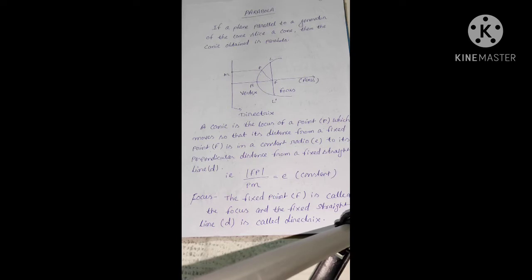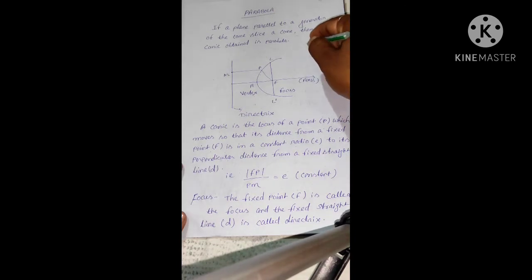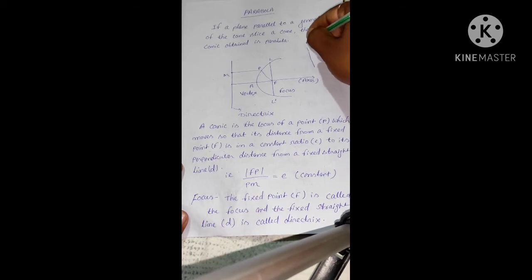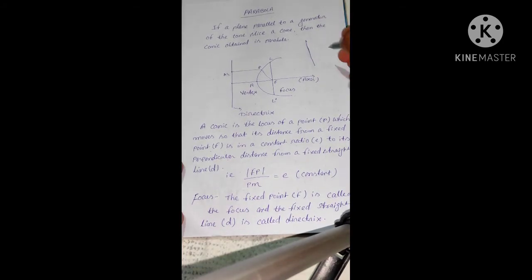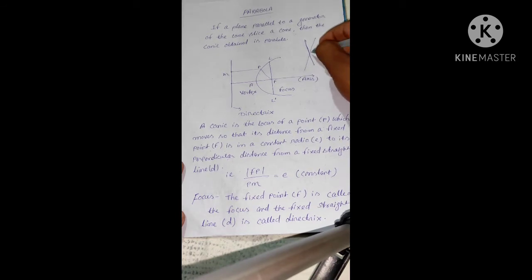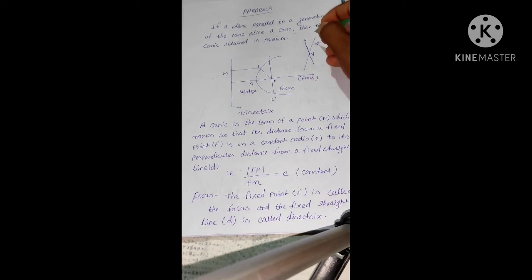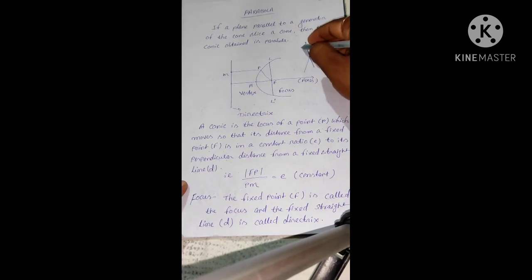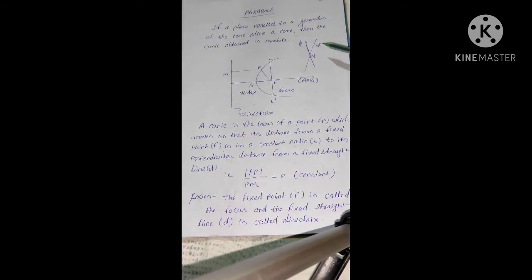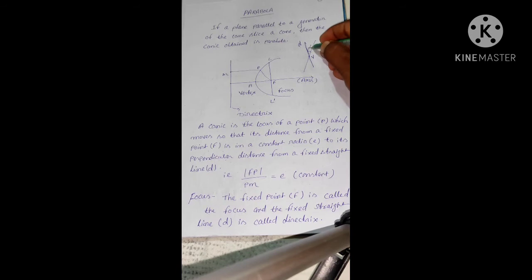You can see the definition, all of you: if a plane parallel to the generator of the cone slices a cone, then the conic obtained is a parabola. Now what does it mean? Suppose there is a fixed line, and a line is cutting this fixed line at a fixed point. Say this fixed point is B. Suppose this line M is cutting a fixed line, say this is D, at a certain angle. Say the angle is alpha.